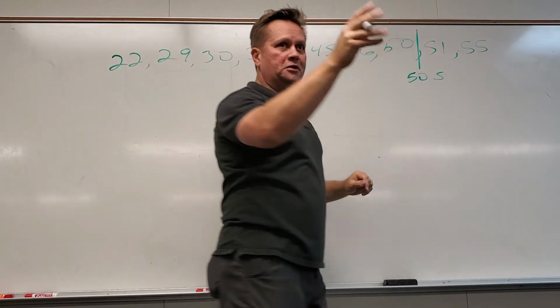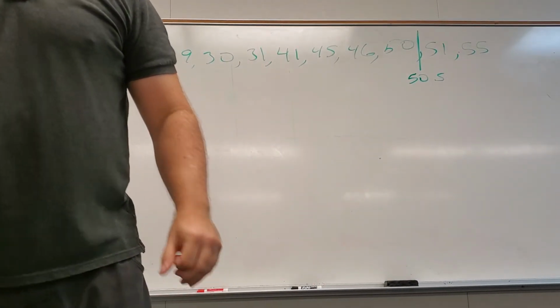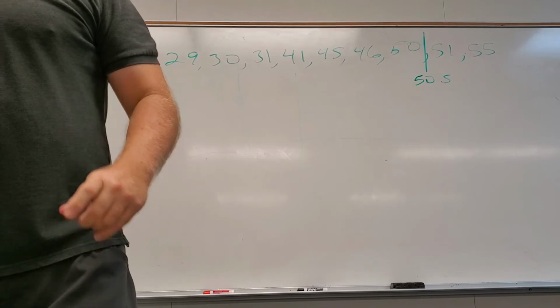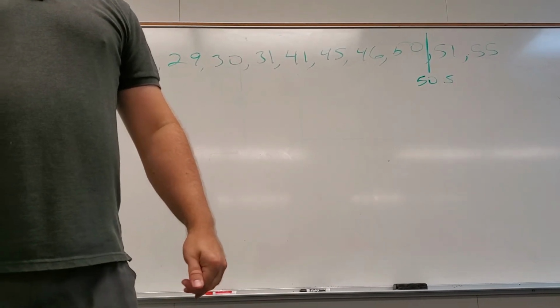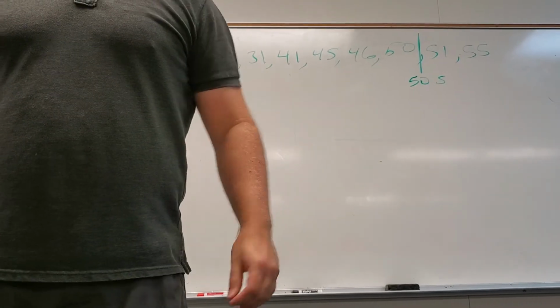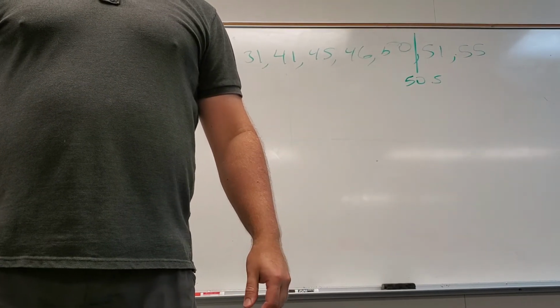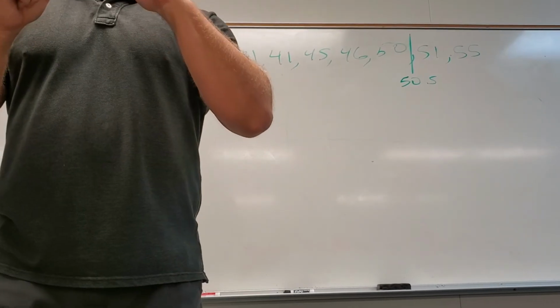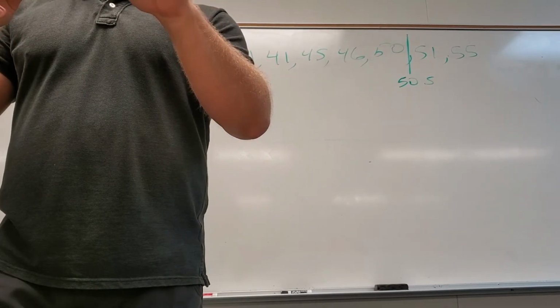How many numbers are below it? 8 out of 10. 80% is below it, which is what the 80th percentile is supposed to do, right? And how many are above it? 2 out of 10, 20% is above it. Okay. So, here's how percentiles work. There are 2 steps.